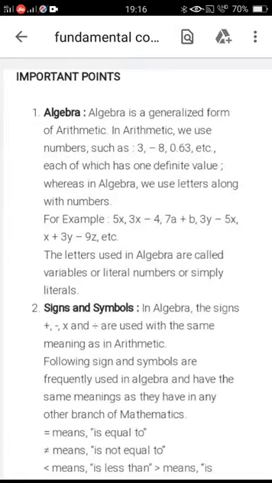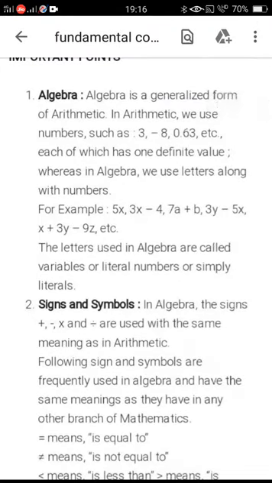In arithmetic, generally we use numbers such as 3, -8, 0.63, etc., each of which has a definite value. Whereas in algebra we use some letters. For example, 5x, 3x minus 4, 7a plus b, 3y minus 5x, x plus 3y, x plus 3y minus 9z, etc. These are the terms.